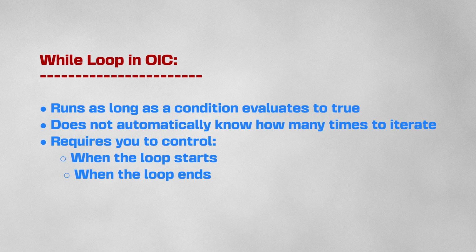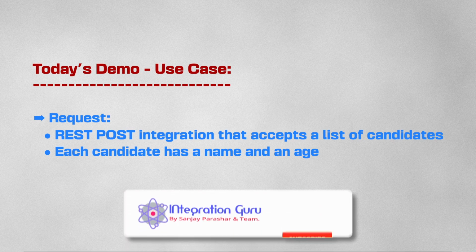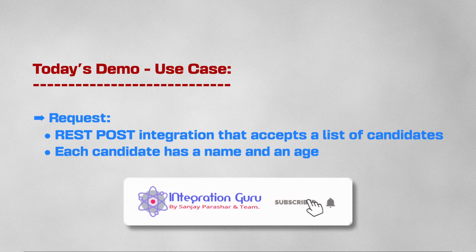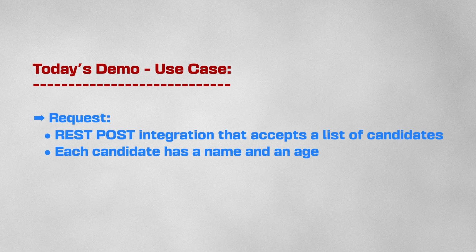In today's demo, we will use the same use case from the previous for each video, but this time we will implement it using the while loop instead. Let's revisit the use case. As a trigger point of the service, we will create a REST POST integration that accepts a list of candidates, and each candidate has a name and an age.